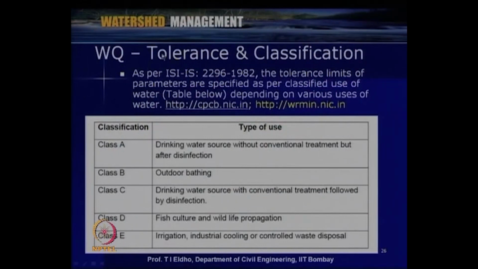Now, let us look into water quality tolerance and classification. As per the Indian Standards Institution's IS 2296 1982, the tolerance limits of parameters are specified as per the classified use of water, classified into class A to E. Types of use: class A, drinking water source without conventional treatment but after disinfection; class B, outdoor bathing; class C, drinking water source with conventional treatment followed by disinfection; class D, fish culture and wildlife propagation; class E, irrigation, industrial cooling or controlled waste disposal. So, let us look into these categories.